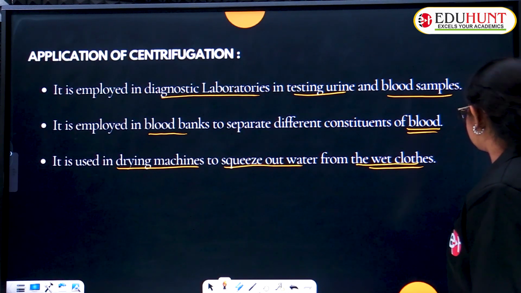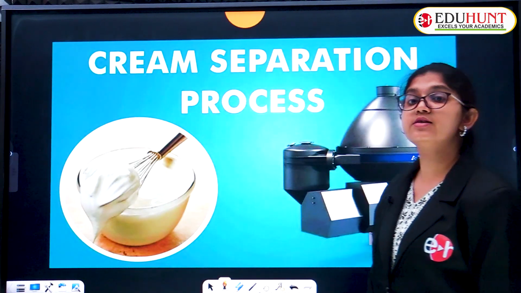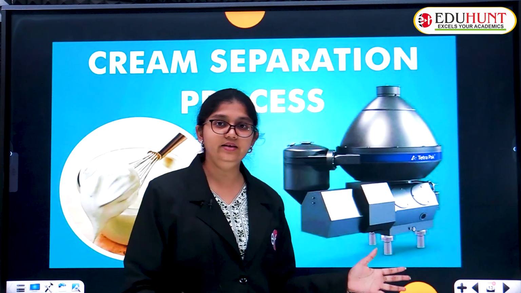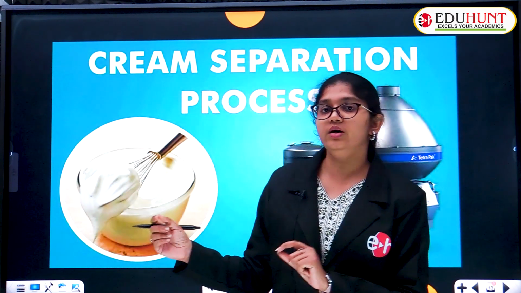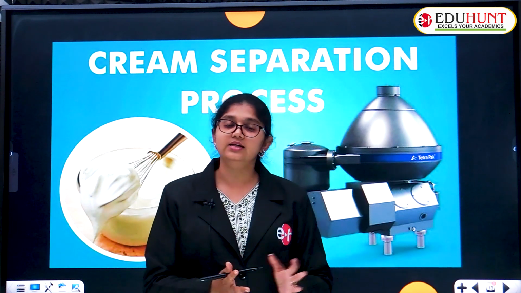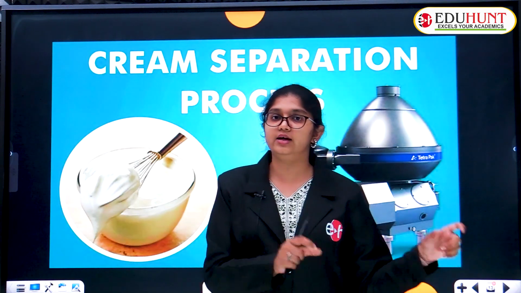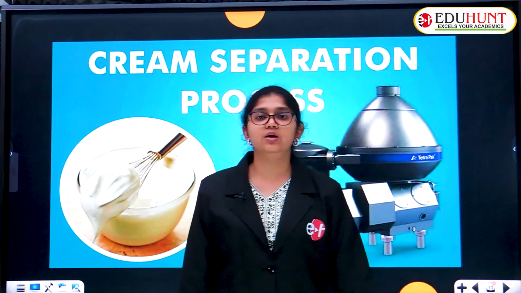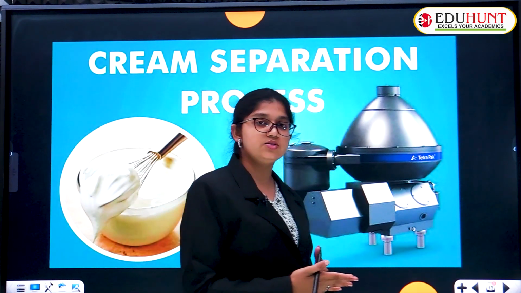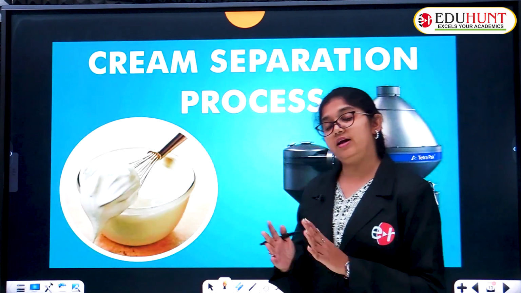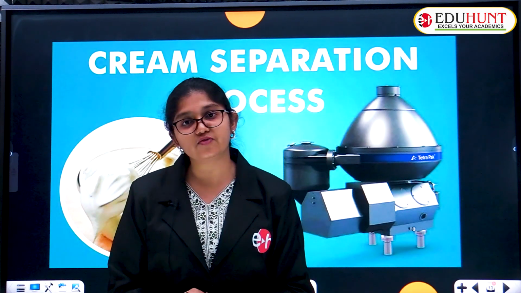All these are processes involving centrifugation, which we use widely, and by this technique we separate the cream from the milk. Milk is separated using the centrifugation technique into cream and skimmed milk. This is all about the centrifugation technique, children. Hope you understood how we use it, what the principle of centrifugation is, what the method behind it is, and what applications it has, including the separation of cream from milk.